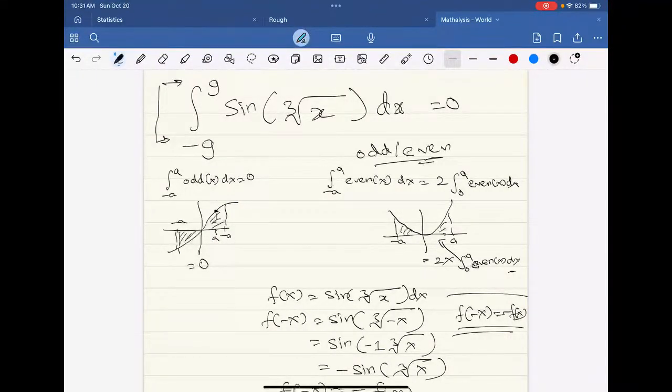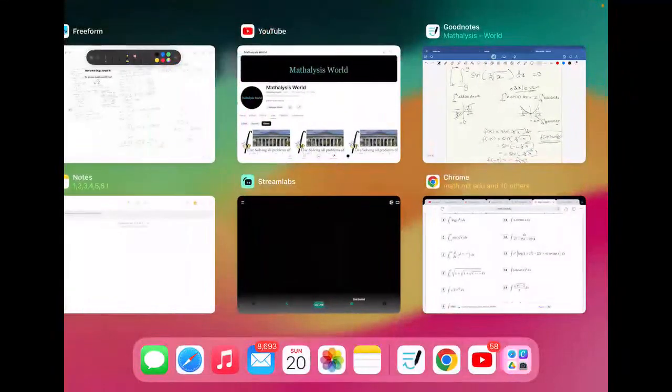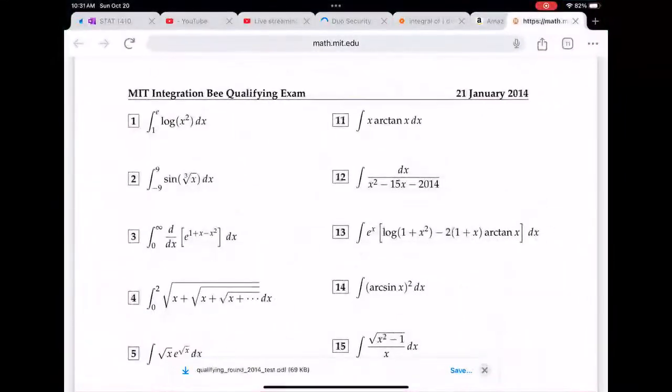Okay, are you guys able to catch up with the solution? Let me know if you are not, so that I can explain it better, because I can see that you guys are not responding. Are you understanding it? I hope so. This wasn't too hard a problem, just an odd function in a symmetric domain which evaluates to 0. I think we have to go to the next problem now.